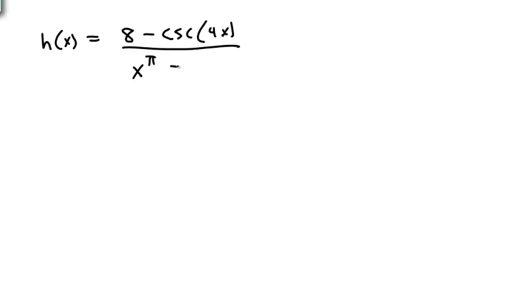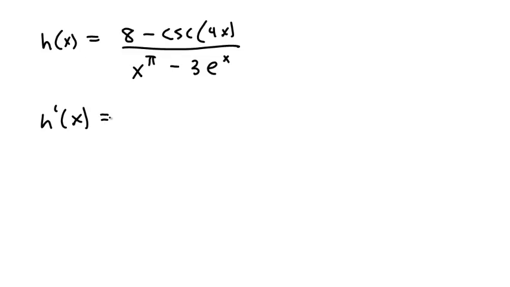So let's say h of x is 8 minus cosecant of 4x, all over x to the pi minus 3e to the x. What does the quotient rule say? And some people are screwing this up. Okay, it's bottom times derivative of top minus top times derivative of the bottom.